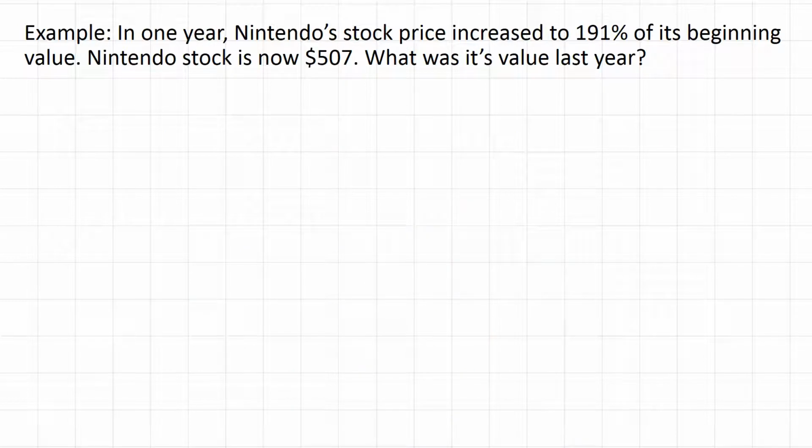So here's an example. In 1 year, Nintendo stock price increased to 191% of its beginning value. Now Nintendo stock is worth $507. So instead of part and whole, we're now dealing with new and olds. So the original is like that whole part, and the new value is that part. So $507, that original value is x. So 507 divided by x gives us our decimal. Well, 191%, if you divide that by 100, is 1.91.